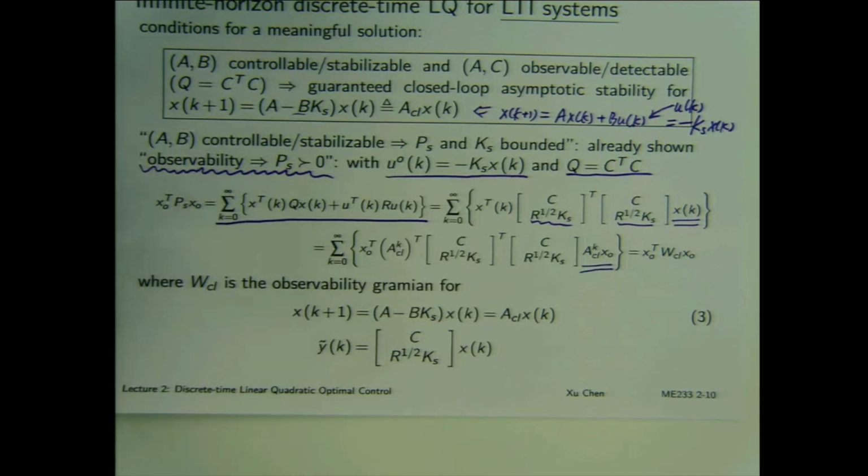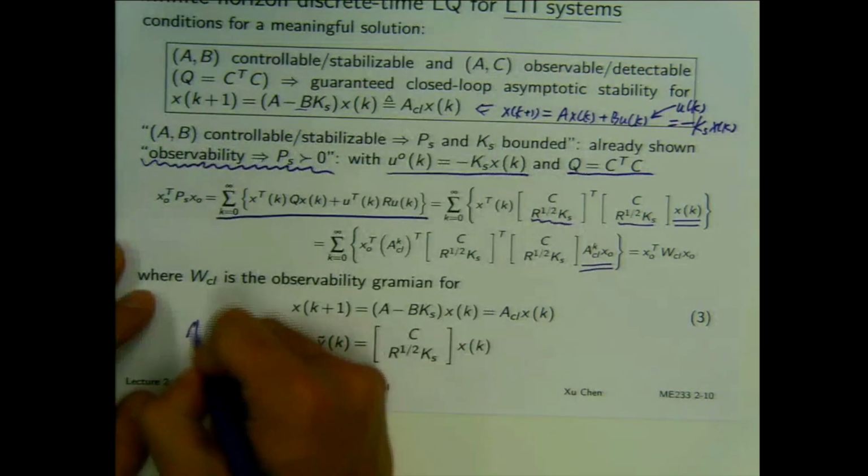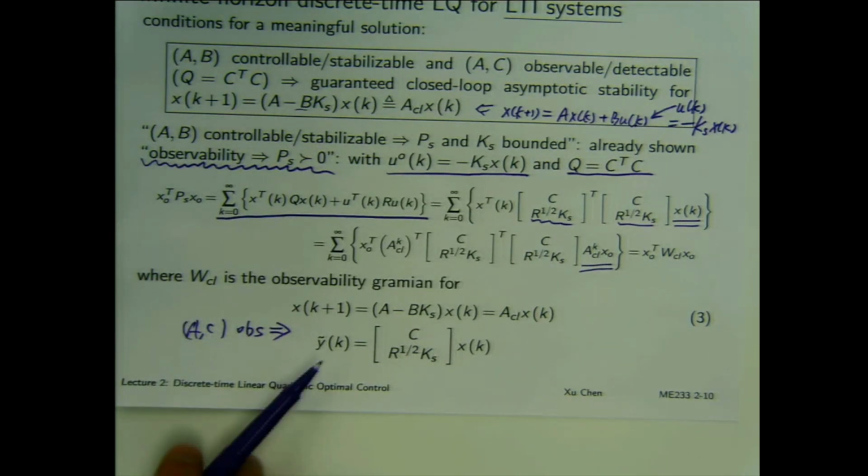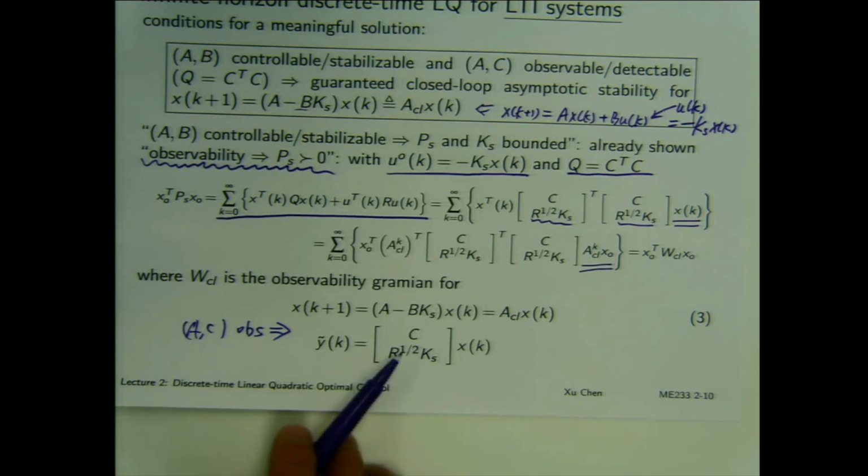Now, if the original system is observable, what do you think this one will be? This new system will be? Guess. If A, C is observable, have a guess what will this one look like? The conclusion is correct, but the analysis is a little bit not rigorous. So someone said it's going to be observable because it contains a C. Partially correct. Maybe if the score is 10, I will give you 3 to 4 points.